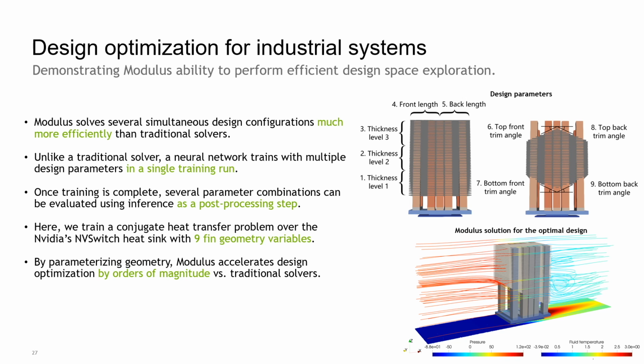And here's a similar problem, but now we have a much more complicated geometry, which is also parameterized by 9 different parameters. Unlike a traditional solver, a neural network solver trains with all these design parameters in a single training run. And once the training is complete, inference can be done basically in real time. So it's very quick to find the optimal design for the heatsink as a post-process. And by parameterizing the geometry, Modulus can often accelerate the design optimization by orders of magnitude, especially in cases where you have several design parameters.